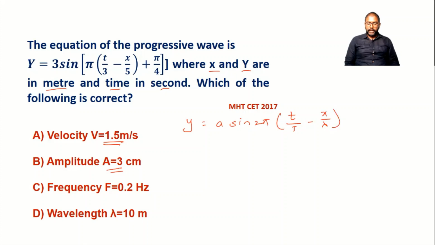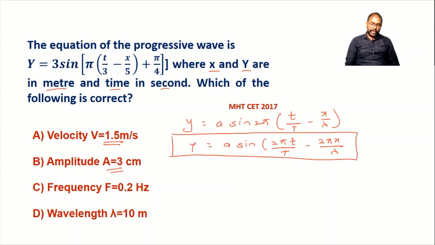This is the standard form. But if you observe the given equation, the 2 pi is not taken common, so I can transfer this 2 pi inside. So a sine 2 pi into small t divided by capital T minus 2 pi x by lambda. This is the standard equation for me. Now we have to compare this standard equation with the given equation, and then decide whether the velocity is 1.5 or not.